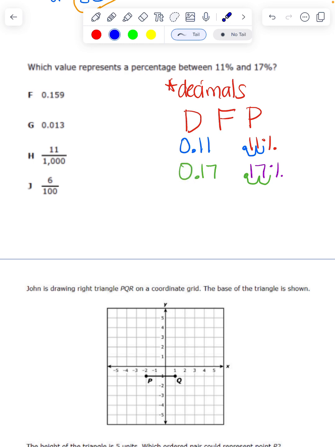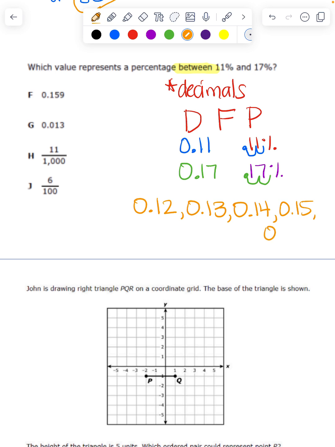So now the question, the key word here is between. So between means in the middle. So I need to think about what's in the middle of 11 and 17. So if I just count 11, and then I could say, oh, 12 is gonna be a good answer. So if one of these equals 12, I could also say 13 is going to be a good answer, or 14, or 15, or 16. Any of those are going to be between my 2 numbers, okay?